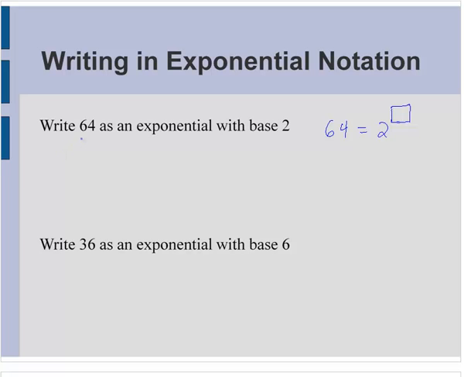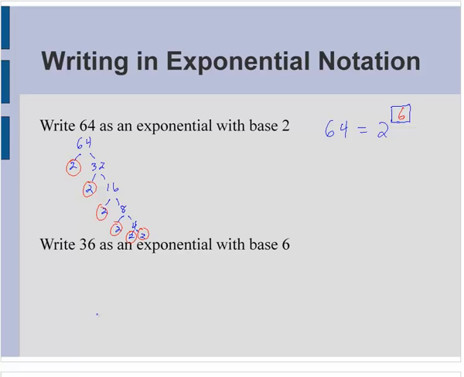Well, let's see. 64 is 2 times 32. The 32 is 2 times 16. The 16 is 2 times 8. The 8 is 2 times 4. And the 4 is 2 times 2. And so let's see, we have 1, 2, 3, 4, 5, 6 factors of 2. And so then we would have 64 is 2 to the 6th power.